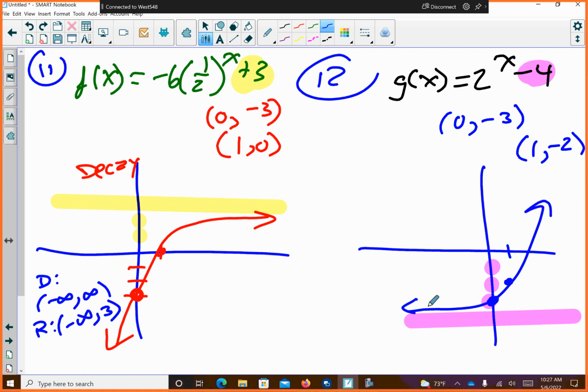If I look at that graph, as I go to the right, what is it doing with the pink line? Is it going away from it or is it coming to it? Is it going away? So it's a what? Growth or decay? Growth. Good. And then my domain, negative to positive infinity. Range goes from -4, whatever my asymptote is, to infinity. And that, my friends, is how you do those.